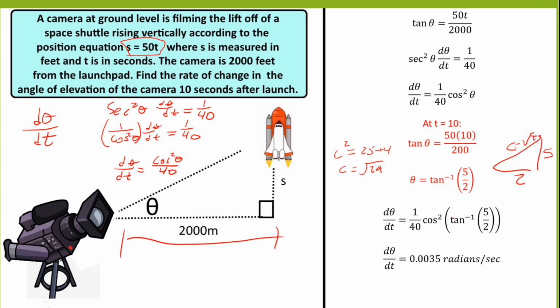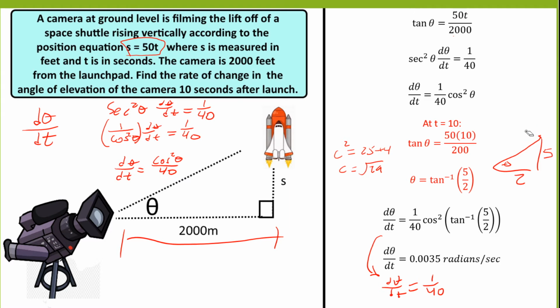And then when I go to take the cosine of that, I'll have d theta over dt. I'm going from this line, d theta over dt is 1 over 40 times the cosine at that angle. So the cosine of the angle that gives us a tangent of 5 over 2 would be adjacent over hypotenuse, which is 2 over root 29.